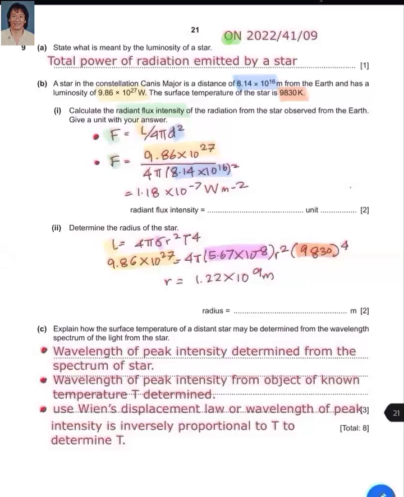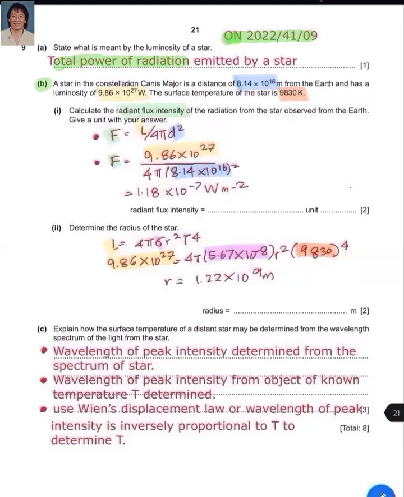This is October/November 2022, variant 41, question number 9. Part A: what is meant by the luminosity of a star, which carries 1 mark? The luminosity of a star is the total power of radiation emitted by a star.